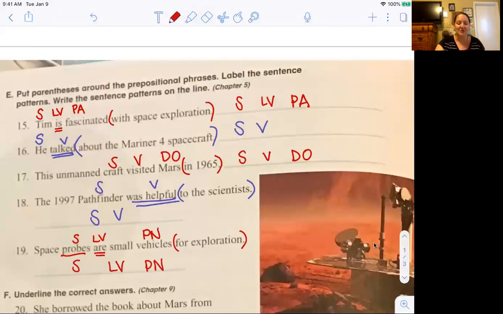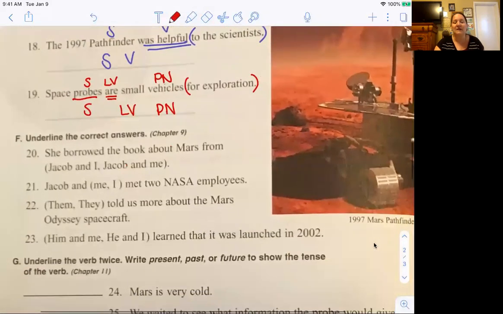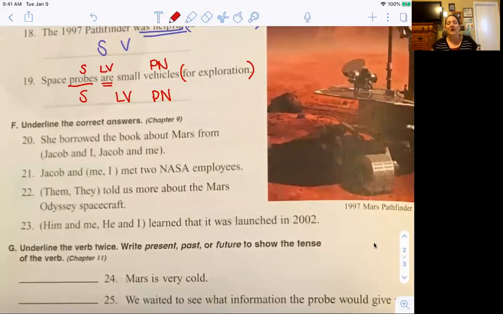We're doing awesome, guys. You're doing so great. Underline the correct answers. She borrowed the book about Mars from Jacob and I or Jacob and me. Now remember, if it's at the end of a sentence, am I going to use I, which is a subject pronoun, or me, which is an object pronoun? I'm going to use me, and I'll show you another way to use this. Take Jacob out. She borrowed the book about Mars from I, or she borrowed the book about Mars from me? Well, obviously, she borrowed it from me, right? So that's the correct answer, Jacob and me.